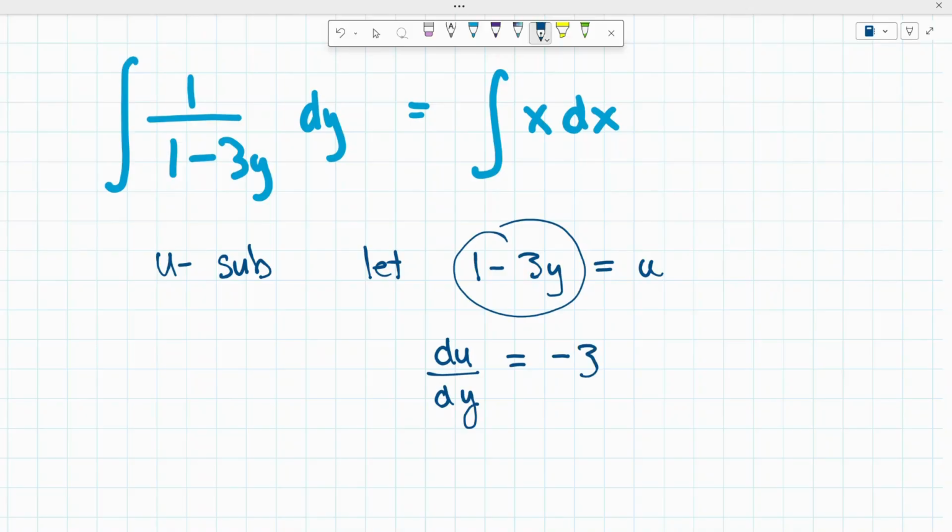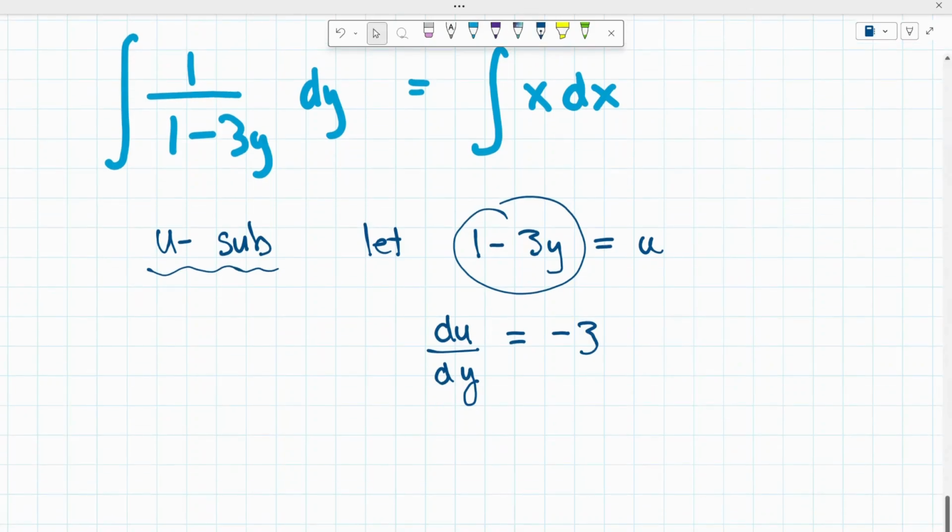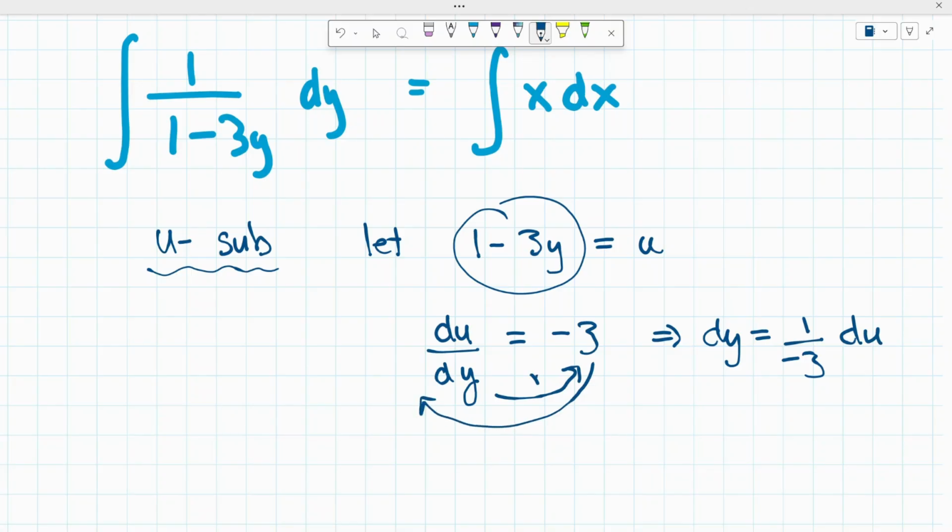But again, we want to rearrange this such that we have dy by itself because we need to plug it in for this value of dy over here because we're using a u substitution. So in order to isolate for this dy, we get that dy equals 1 over negative 3 du. All we did was multiply our dy up on this side and then divide our negative 3 over on our other side.